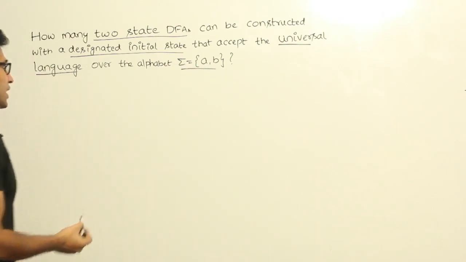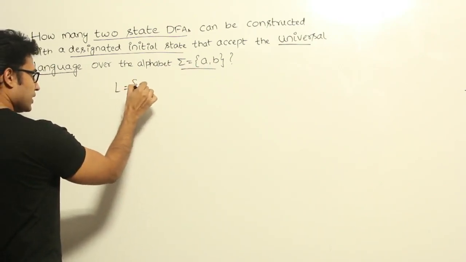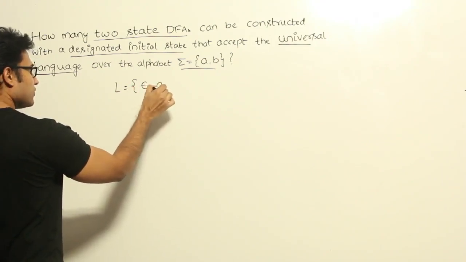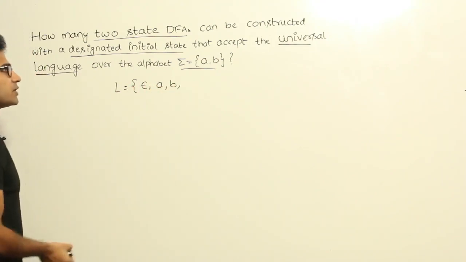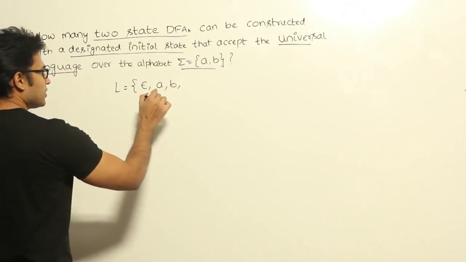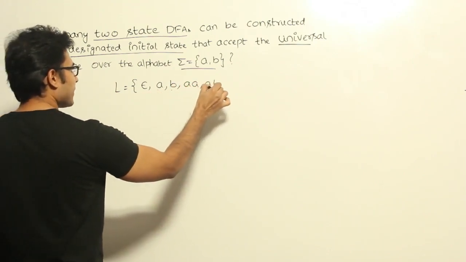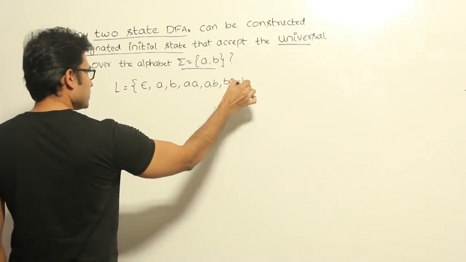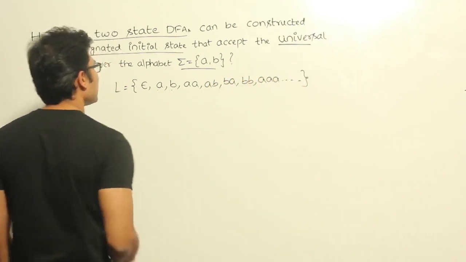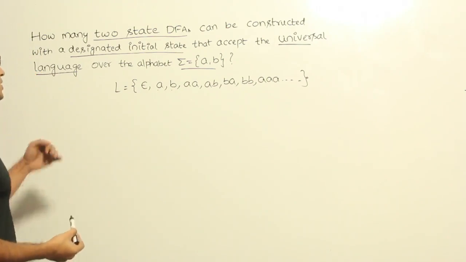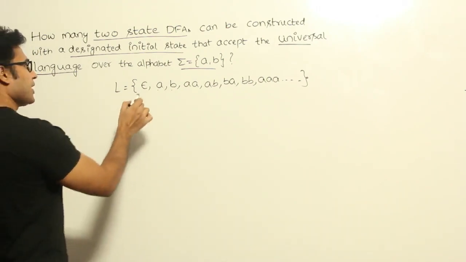Now what is the universal language? It should definitely contain epsilon, and it should contain every possible string over a, b. So all the strings of length 1, all the strings of length 2, all the strings of length 3, and so on. So it is supposed to accept everything. That is the universal language. Now how to solve this one is, as you know, we are supposed to accept epsilon.